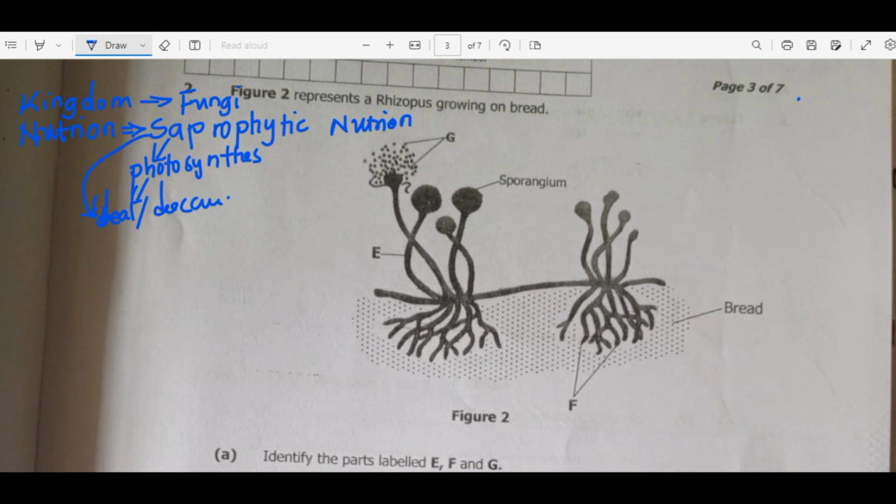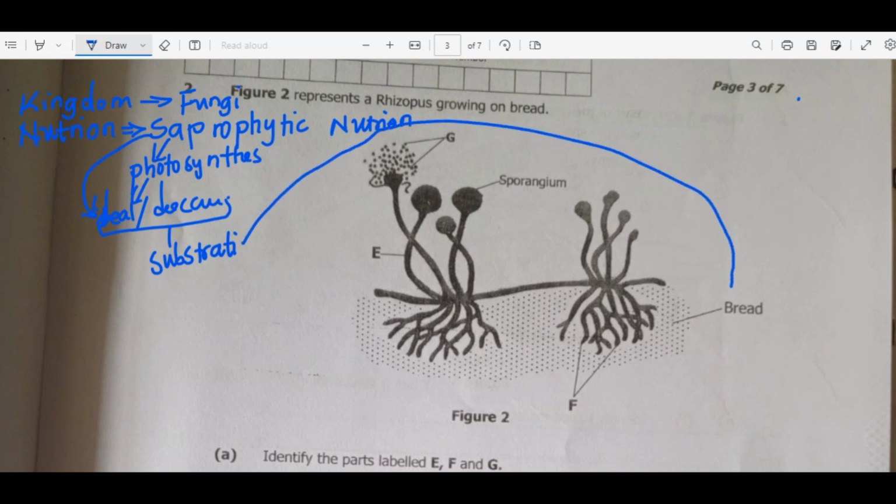The decaying material in our case, or the material where the rhizopus grows, is known as a substrate. The substrate can be defined as the substance from where the rhizopus, in our case, is obtaining its nutrient. In our case, the substrate here is the bread, because this is where the rhizopus has grown and this is where it is getting its nutrient for it to survive.